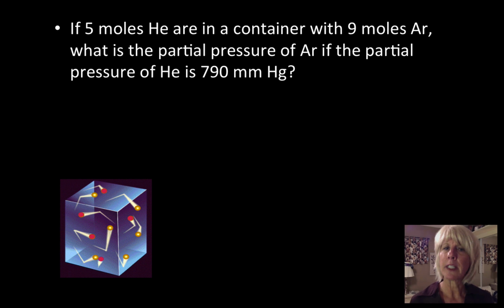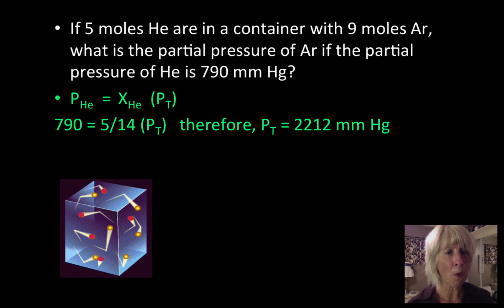If 5 moles of helium are in a container with 9 moles of argon, what is the partial pressure of argon if the partial pressure of helium is 790 millimeters of mercury? Well, we have to remember our formula from before, that the partial pressure of helium is equal to the mole fraction of helium times the total pressure. Well, I know the partial pressure is 790. I know the mole fraction is 5/14, so I can use algebra and determine that the total pressure is 2212 millimeters of mercury.